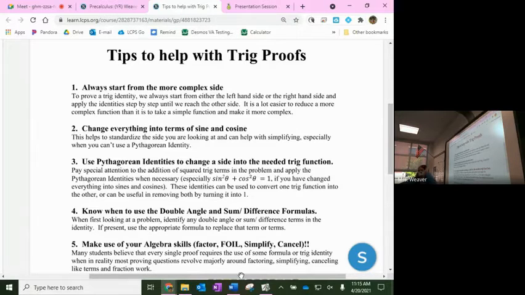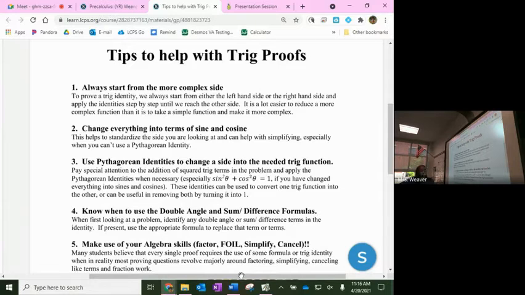Like I said, we're trying to just work one side and prove that it equals the other side. It's a lot easier to reduce a more complex function than it is to take a simple function and make it more complex. So we want to start on the harder side and try to get it to equal the simpler side. In today's proofs, there are going to be a couple that you can work either side pretty easily, pretty straightforward. There may be one or two of those. So sometimes either side is okay. As long as you get it to equal the other side, you're okay.